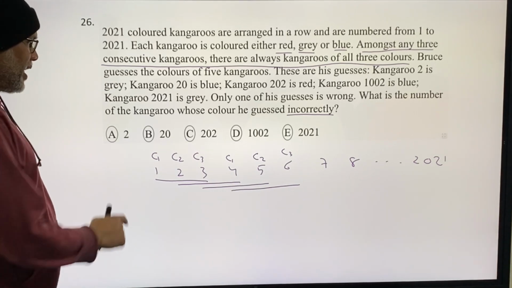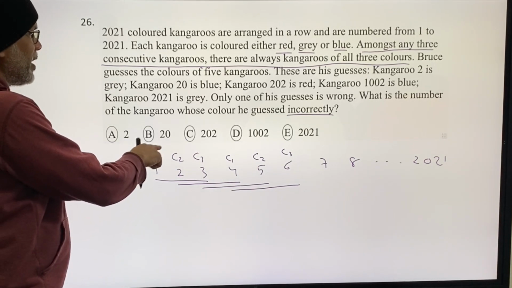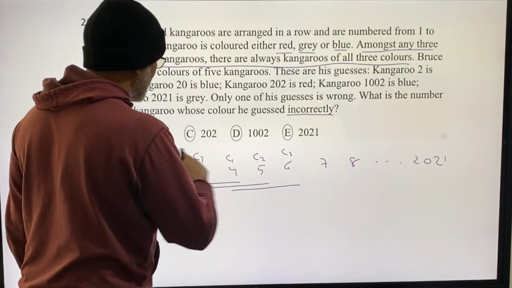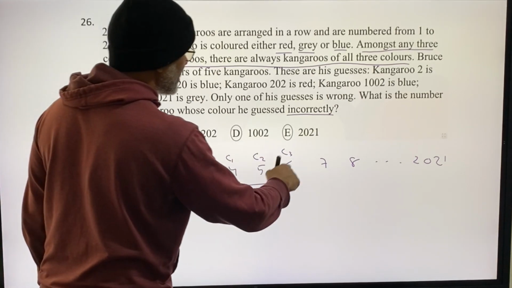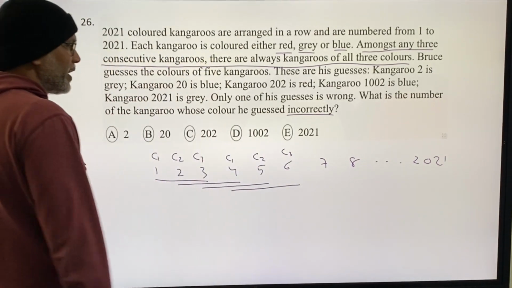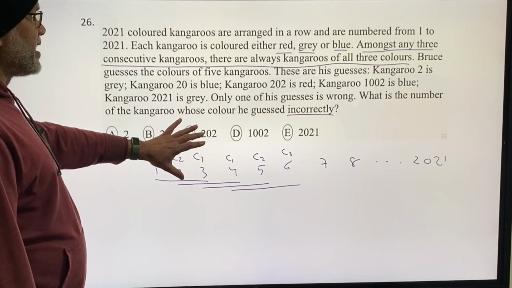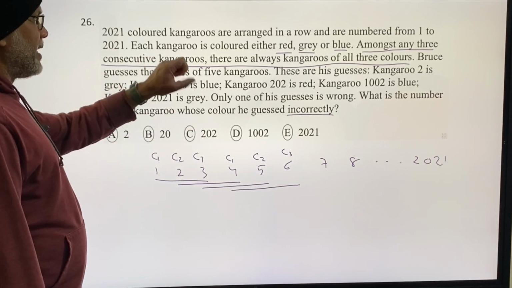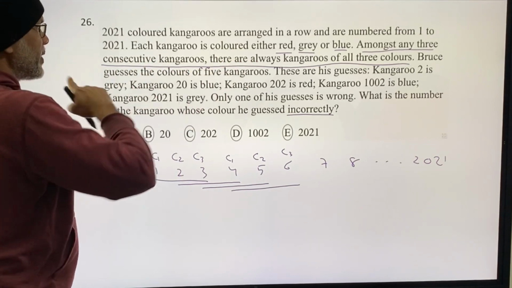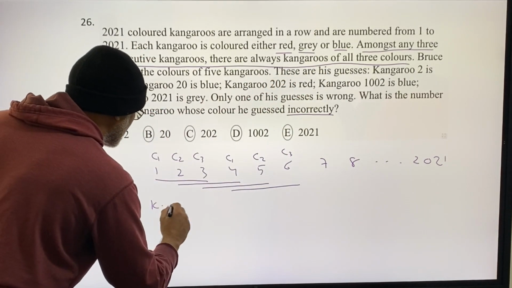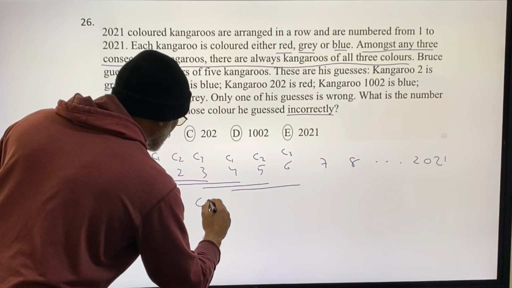So as you can see, whatever C1, C2, and C3 are, they must follow this pattern, like C1, C2, C3, C1, C2, C3, so on and so forth, right? All right. So once you have figured this out, now let's try to look at the different kangaroo numbers. So he is guessing, so this is kangaroo number and this is color.